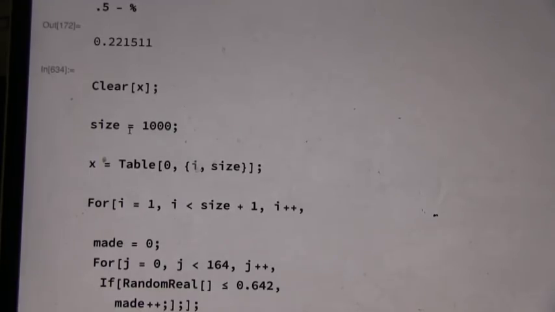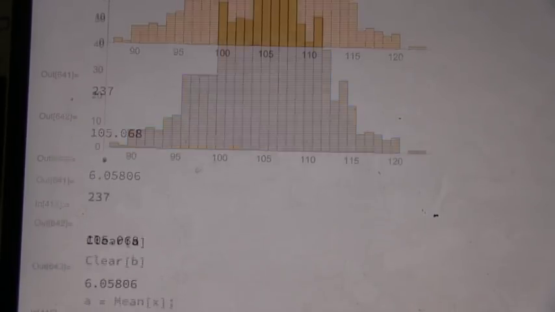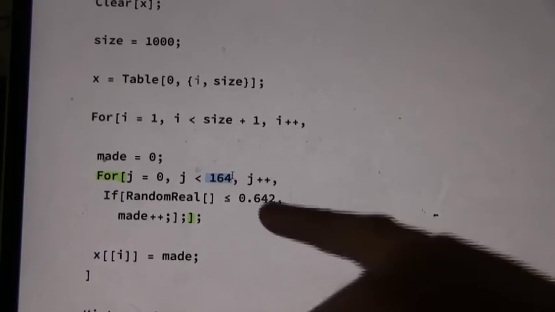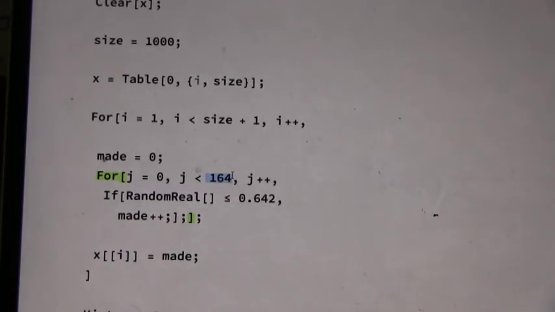One of the exercises in your book said somebody shoots free throws. Somebody has a 0.642 chance of making a free throw, and they take 164 free throws. If you had a 64.2% chance of making a single free throw and you took 164 of them, how do you think you would figure out how many you would make on average? Well, maybe you could multiply these two numbers together. Okay, so 164 times 0.642.